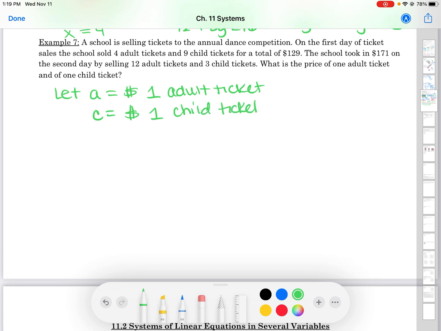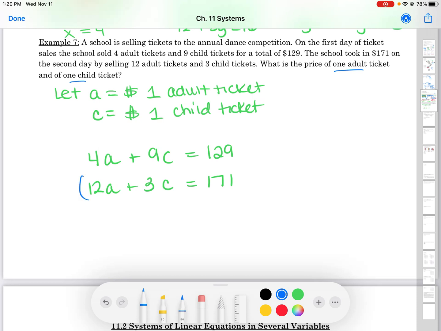Okay. So in the first day, 4 adult tickets, so 4 times the cost of an adult plus 9 times the cost of a child is going to equal $129. On the second day, 12 times the cost of an adult plus 3 times the cost of a child is going to equal $171. Okay. And now we just want to get these to cancel out. It's up to you what you want to do here. We do want to know both pieces of information, so it doesn't matter which we cancel out.